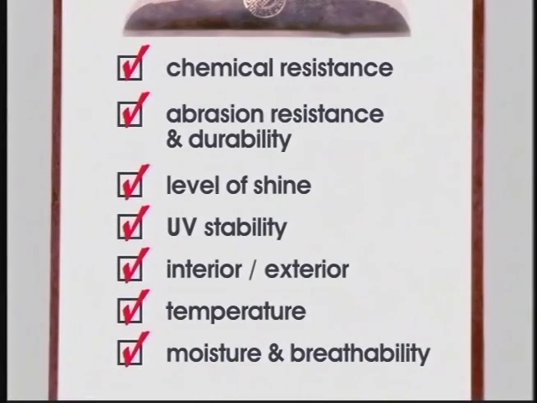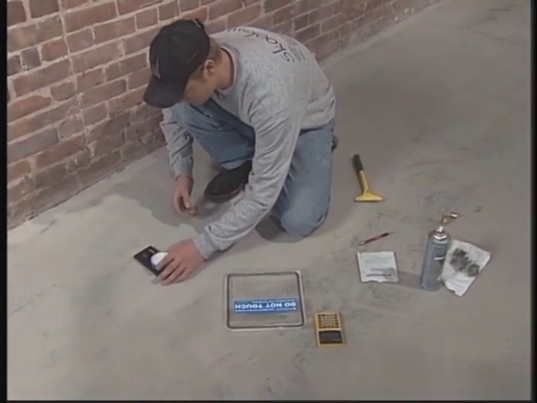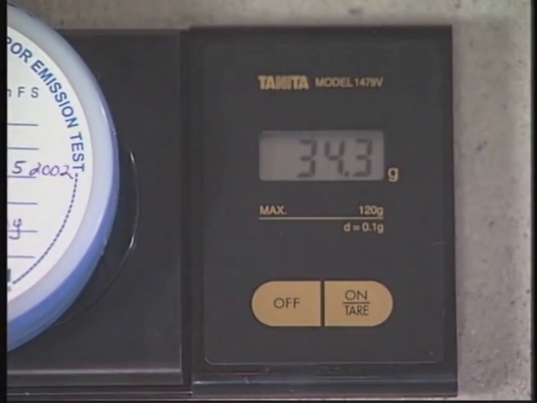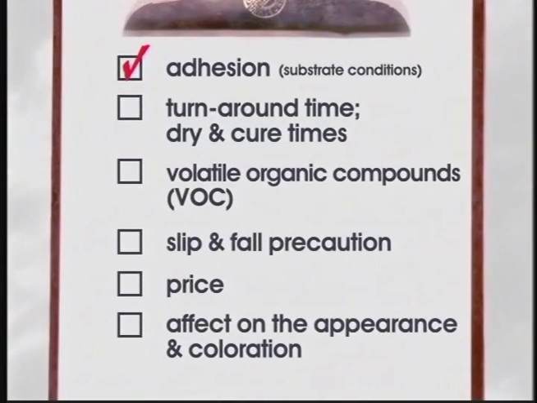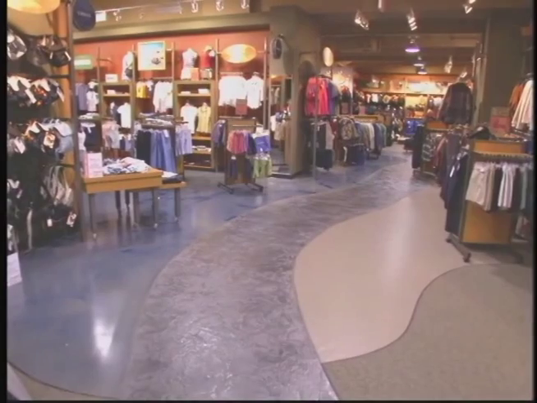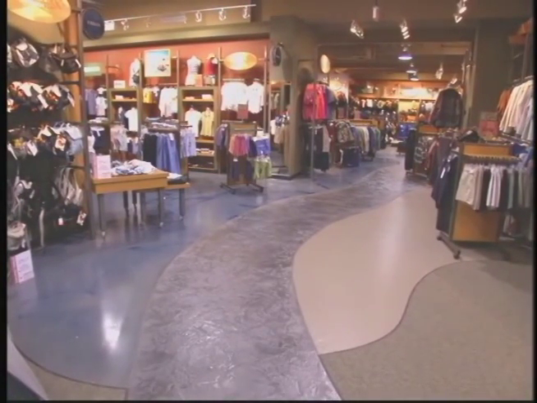Moisture and breathability. After performing a moisture test, select a system that will be compatible with the moisture content in the slab. Consult with a manufacturer. Adhesion, substrate conditions. Some products require a higher profile on the surface to properly bond, while others are more viscous and penetrate more deeply. Turnaround time, dry and cure times. Select a system that will meet the scheduling requirements. Many manufacturers offer quick drying or curing additives.